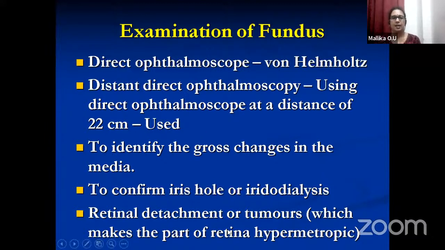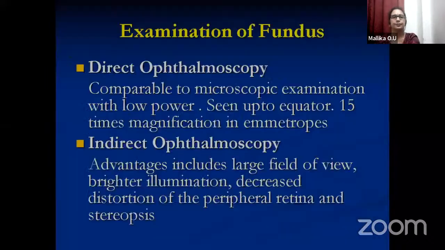In retinal detachment or in tumors of the retina also, the retina is lifted anteriorly, and you can see a gray reflex instead of the usual red reflex. So these are the important things which help you to diagnose using distant direct ophthalmoscopy. One is to find out the media opacities like cataract or vitreous hemorrhage, to differentiate an iris hole from a mole, and to see the yellow reflex of retinopathy of prematurity or retinoblastoma. All these can give rise to a yellow reflex.